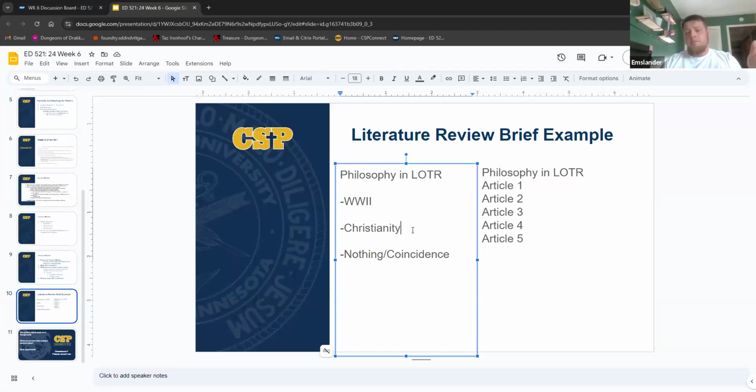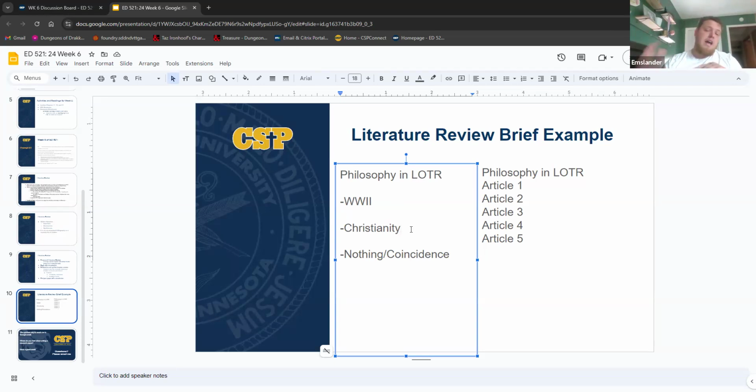This next one, article 2, talked a lot about the connections between J.R.R. Tolkien and C.S. Lewis and how Christianity came out in their books. Blah, blah, blah. Keep going, keep going, keep going. Article 5 also mentioned this. It was also mentioned in Article 1.